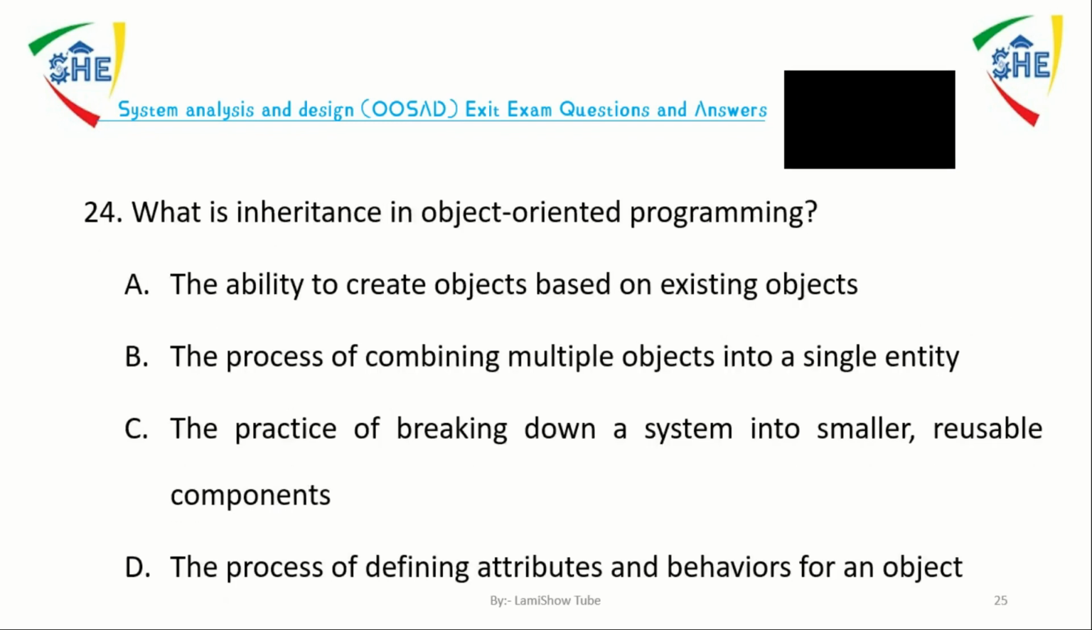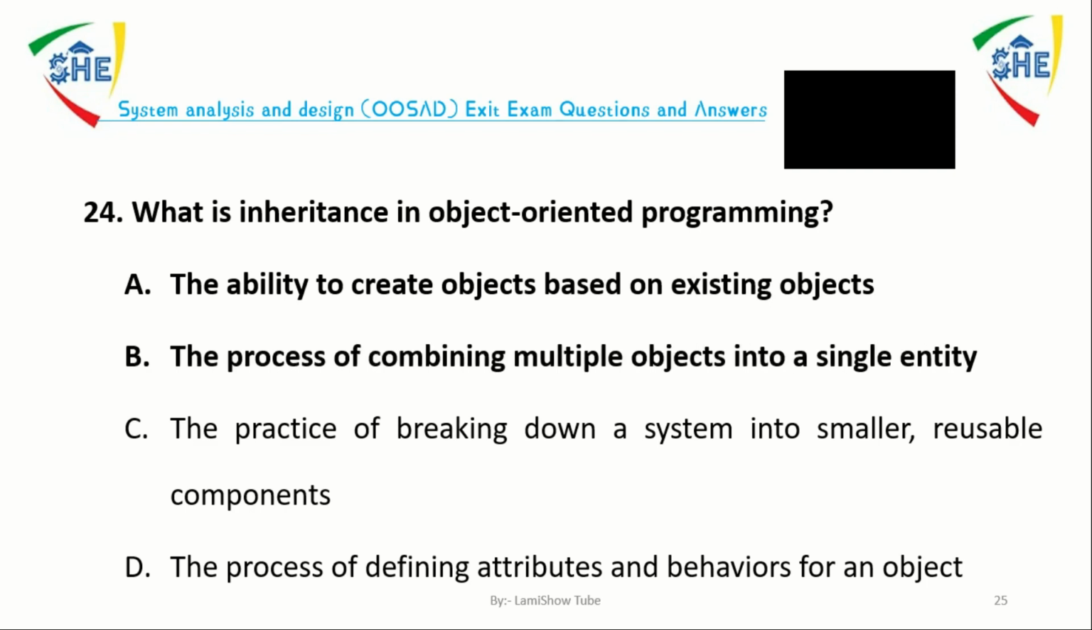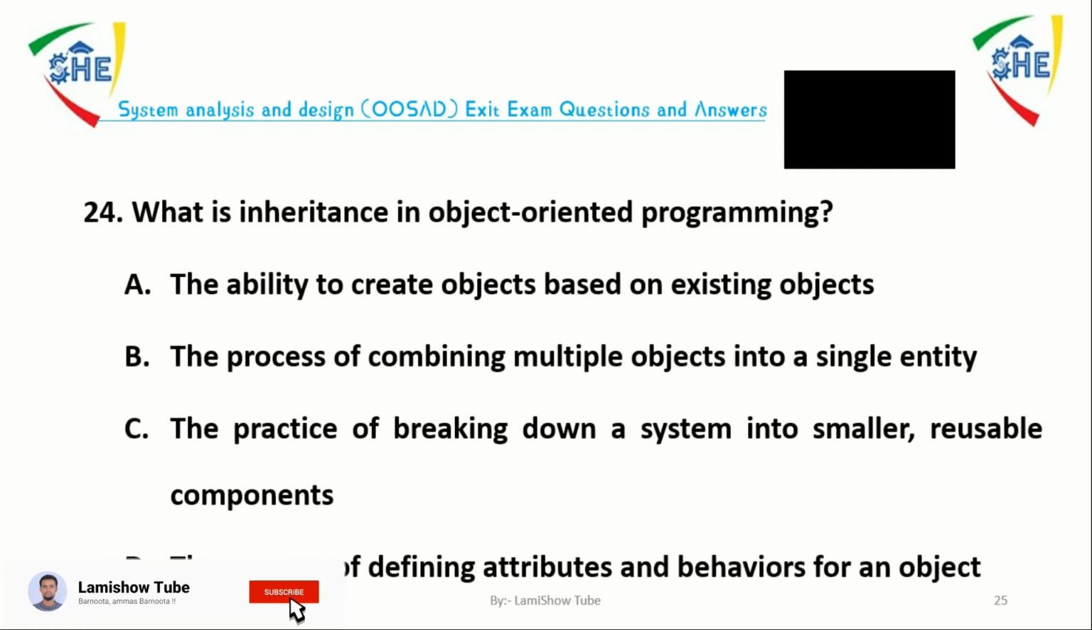Question number 24. What is inheritance in object-oriented programming? A. The ability to create object based on existing object. B. The process of combining multiple objects into single entity. C. The practice of breaking down a system into smaller reusable components. D. The process of defining attributes and behaviors from an object.